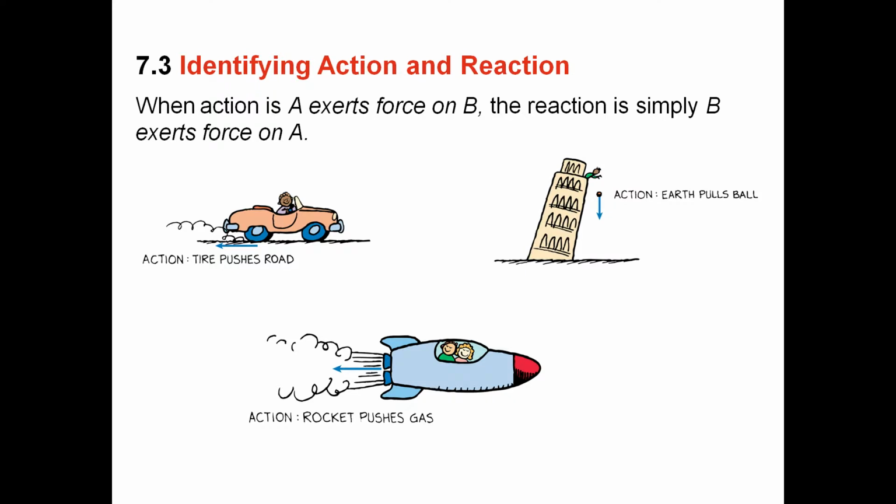When action is A exerts force on B, the reaction is simply B exerts force on A. So in all of these examples, it shows that the action is the tire pressing on the road, or rocket pushing on gas, or the Earth pulls the ball. For the reactions, we should simply flip these statements as such. Tire pushes on road becomes road pushes on tire for the reaction. For the rocket, rocket pushes on the gas for the action. The reaction is the gas pushes the rocket. And finally, if Earth pulls the ball, then the reaction is the ball pulls the Earth.